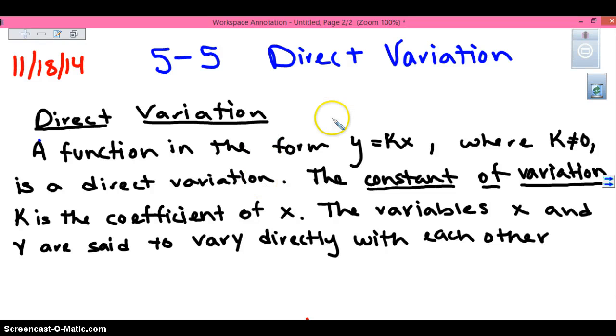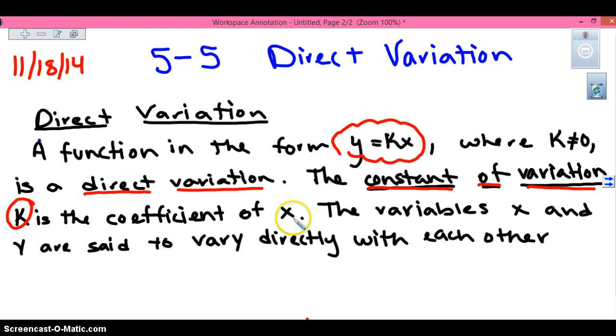Today we're talking about direct variation. A function in the form of y equals kx, where k is not equal to 0, is a direct variation. The constant of variation, k, is the coefficient of x, right here. The variables x and y are said to vary directly with each other.